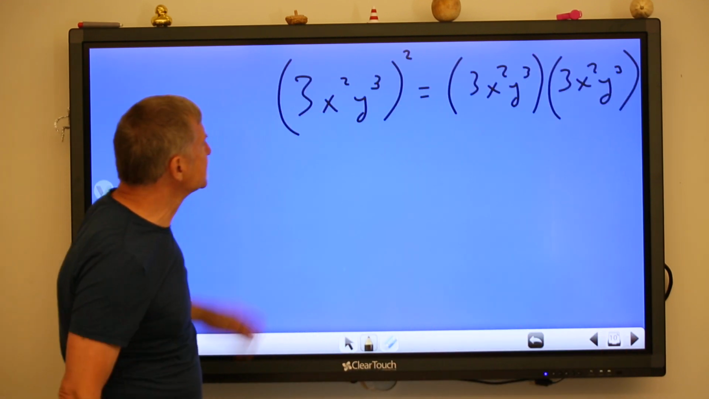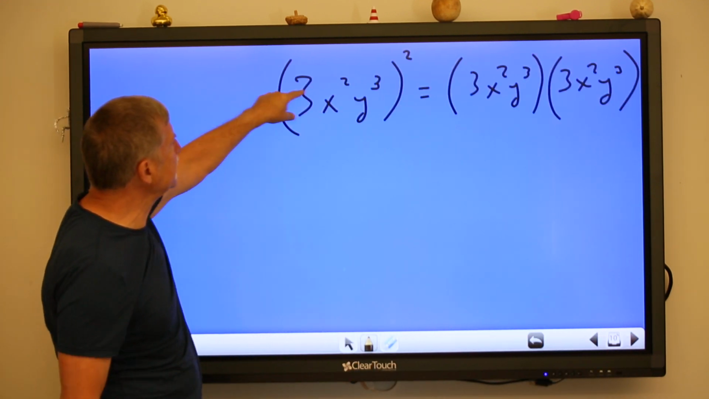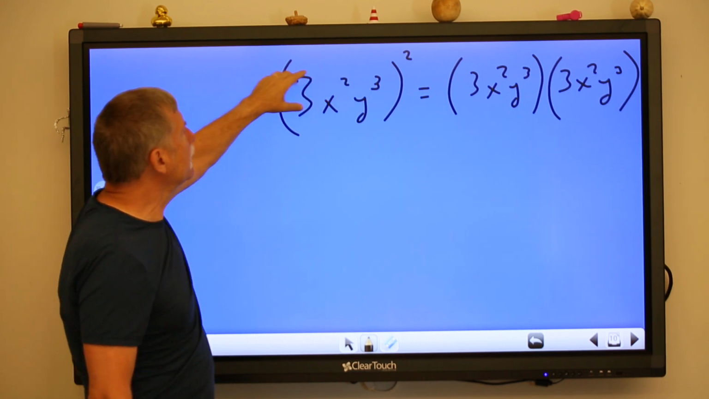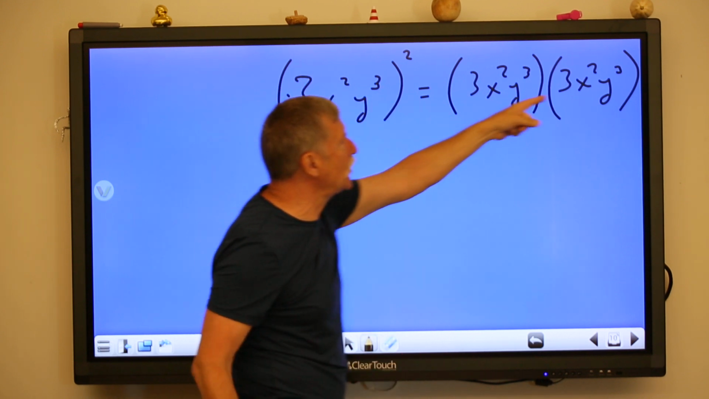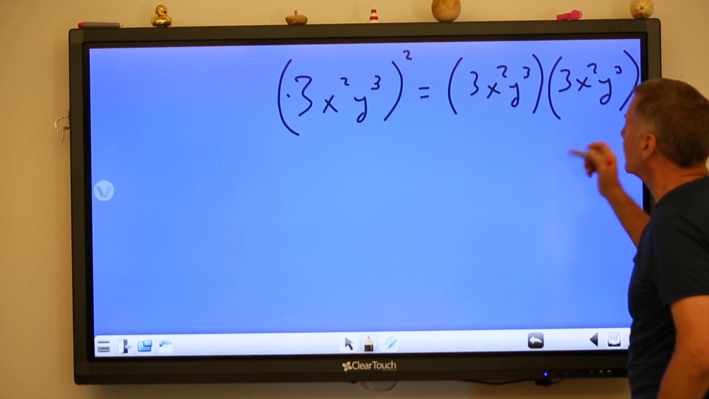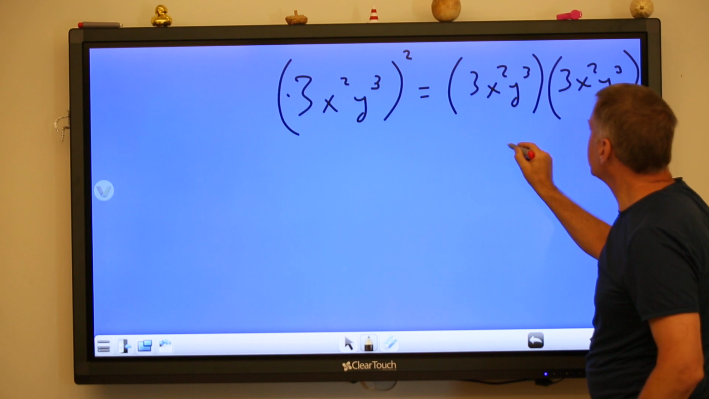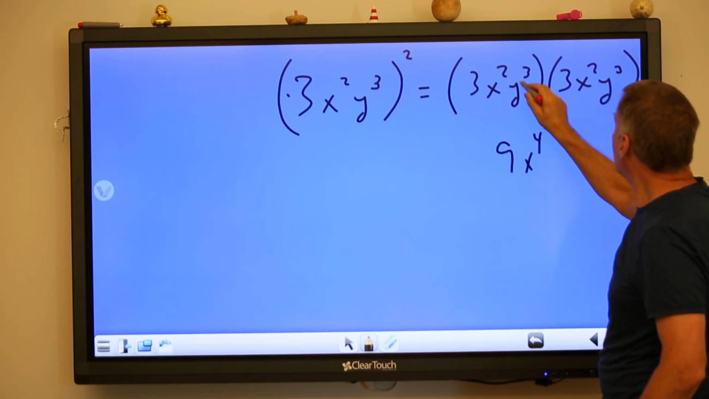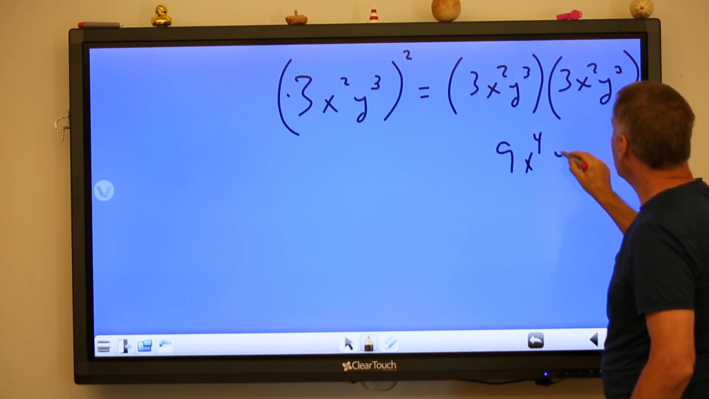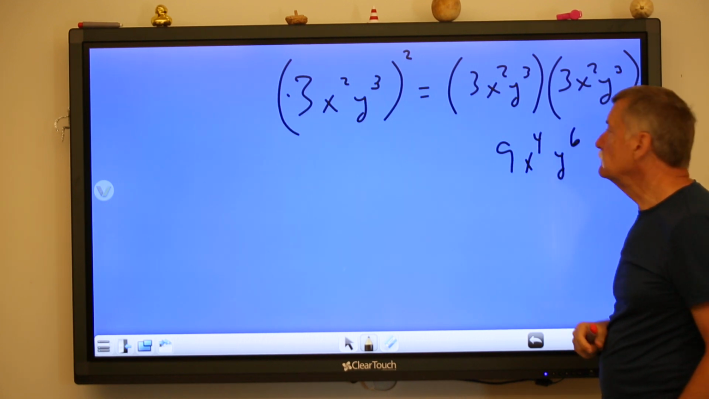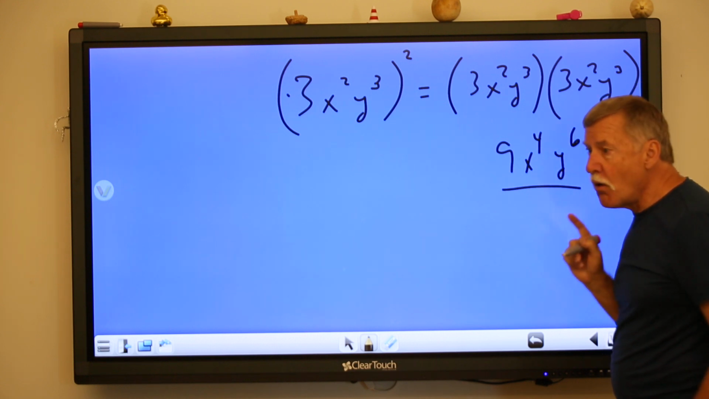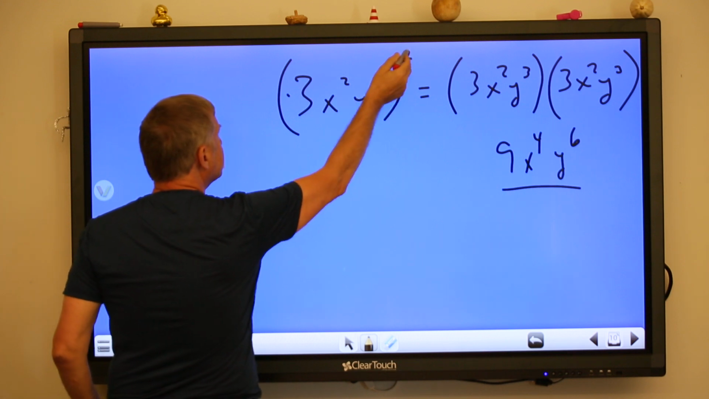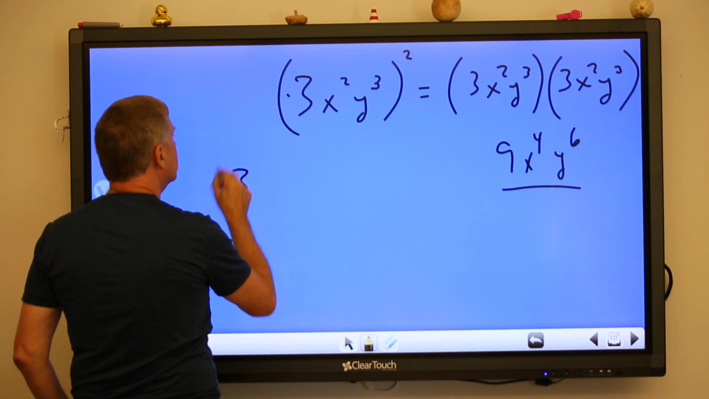And what that looks like is something like this. I got 3x squared y to the 3rd to the 2nd power. Well, that's everything in here repeated twice. So this is one way to do it. And now I just go 3 times 3, that's 9. X squared times x squared, that's x to the 4th. Y to the 3rd times y to the 3rd is y to the 6th. And that's the answer.